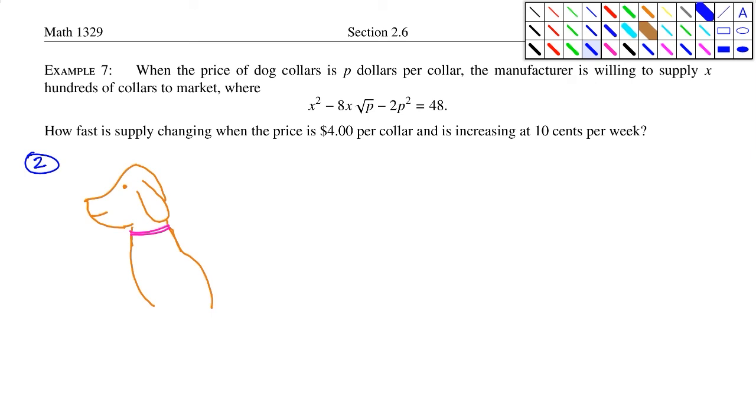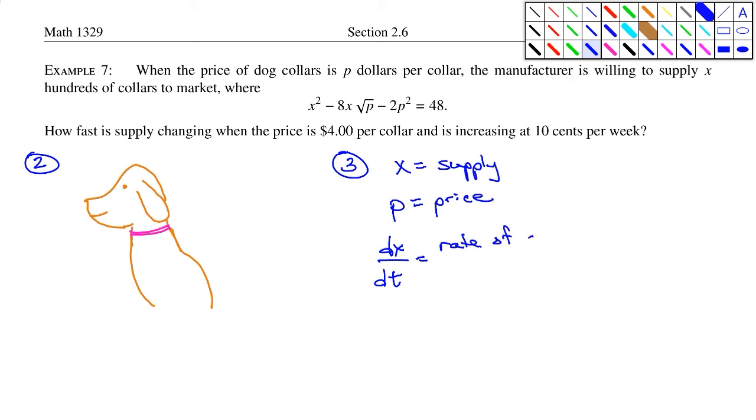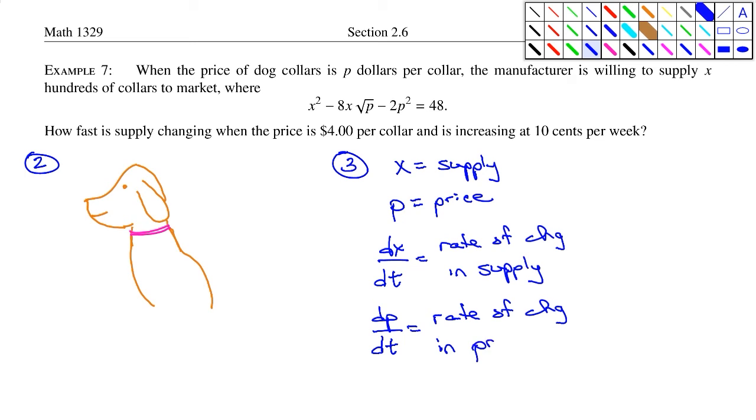Step 3, declare your variables. So x is equal to supply, and p is equal to price. So dx/dt is equal to the rate of change in supply, and dp/dt is equal to the rate of change in price.